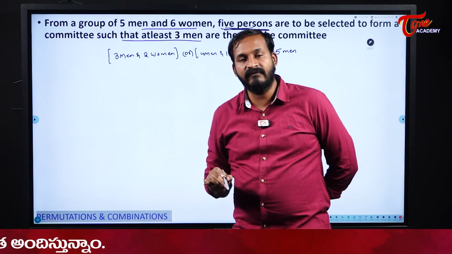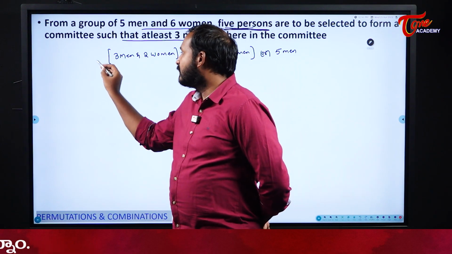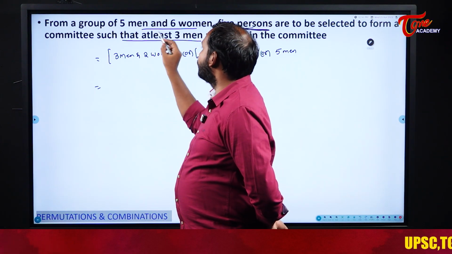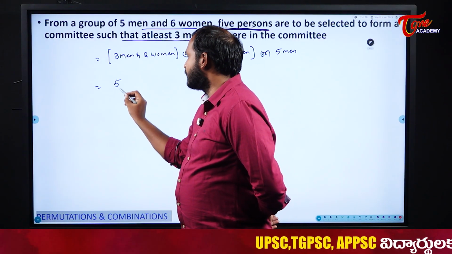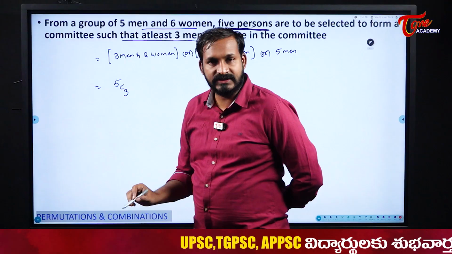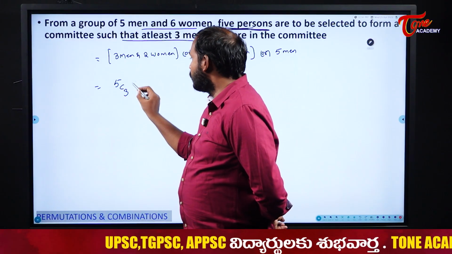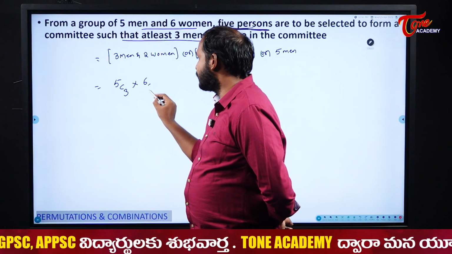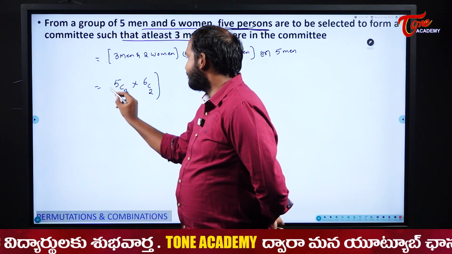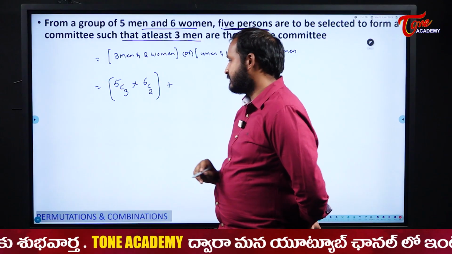So this is the case of at least, right? Now total how many men are there for me here? 5 men. From 5 men I need to choose 3 men. So 5C3. And means what, students? Which we have already discussed. Total how many women are available? 6. From them I need to choose 2. So 6C2. Or means what? Plus.